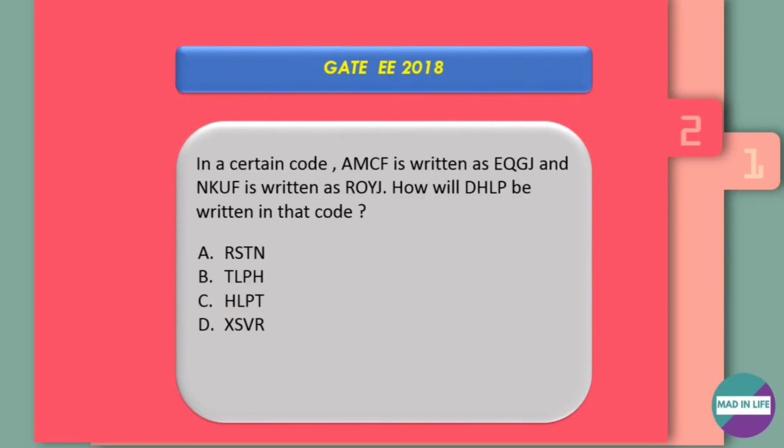In exam you will do like this, but when you are practicing, check the other letters also. N, it is at 14, it is 18, increment of 4, K, 11, O, 15, increment of 4, rest of the letters you can see yourself, okay. So D, H, L, P, all letters incremented by 4. So what will be the correct option? That will be C is the correct answer, HLPT.